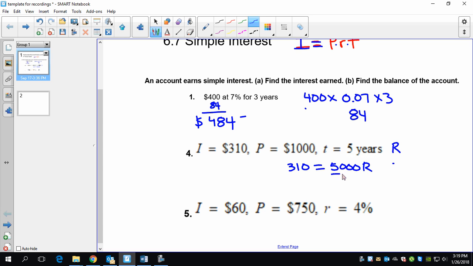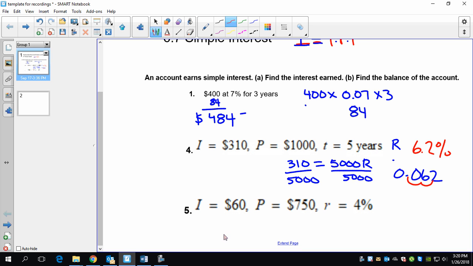And essentially what we're going to do is divide by 5,000 and divide by 5,000 so we can find out what our rate is. And we're going to do 310 divided by 5,000, and we get 0.062, and once we move our decimal 2 places to the right, it's going to be 6.2%. So remember, we have a decimal, we move it to the right, we're going to end up with a percent.